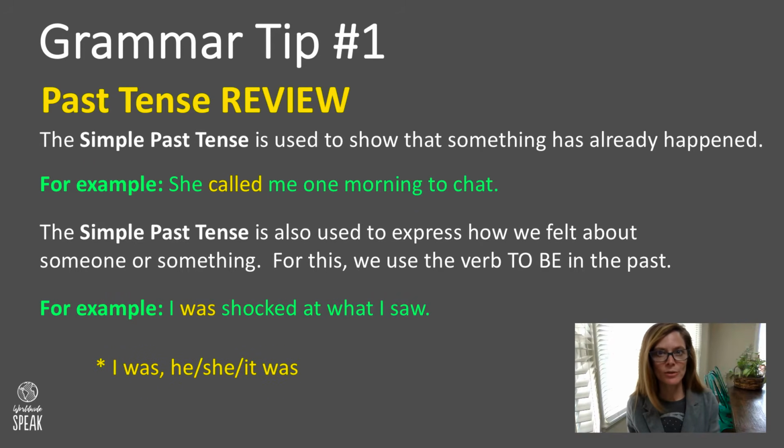And also remember the verb to be in the past tense, it's irregular. I was, he, she, it was. And then for you, we, and they, we use were.